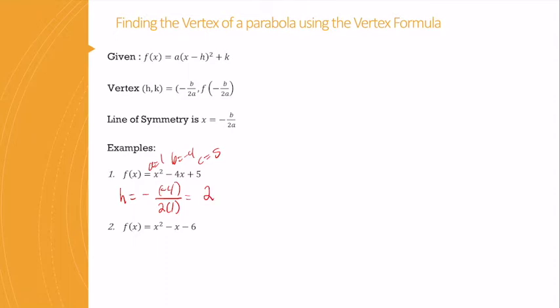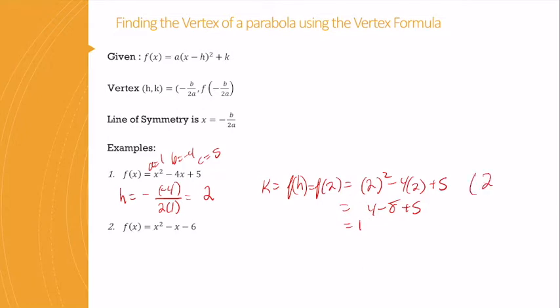I can find the other part of my vertex, which is k, by substituting h into our function. So I'm going to find f of 2, which would give me 2 squared minus 4 times 2 plus 5. So 4 minus 8 would be negative 4, plus 5 would be a positive 1. So my vertex is when x is 2 and y is 1.